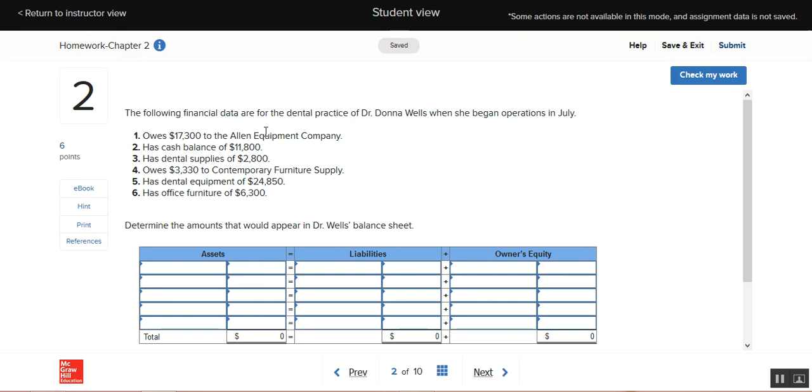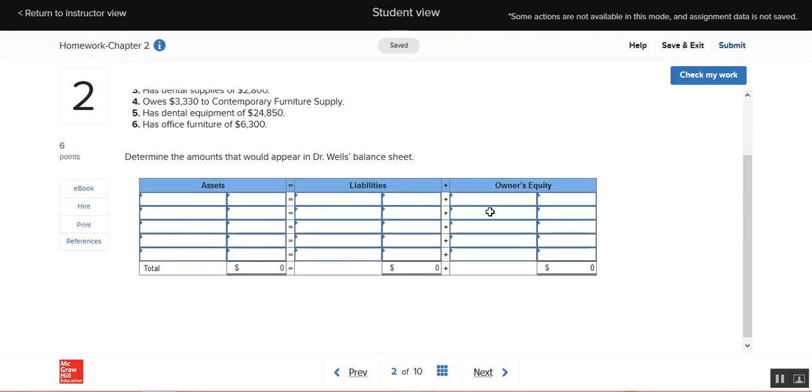All right, so number 2, and my numbers might be slightly different than yours. The numbers change every time you attempt the homework, but the process will be the same. So we've got number 2. It says the following financial data are for the dental practice of Donna Wells. She started her operations in July, and then we've got 6 transactions. And we've got a chart that says determine the amounts that would appear in Dr.